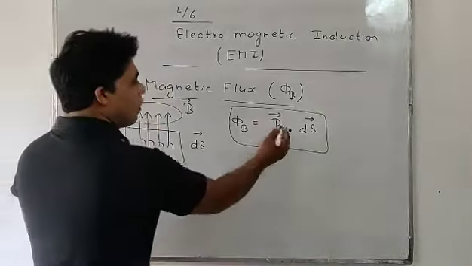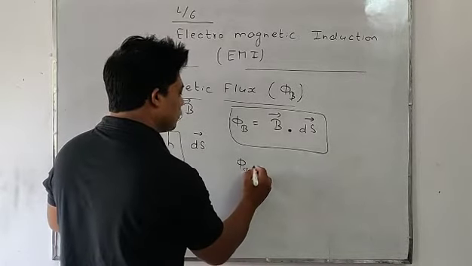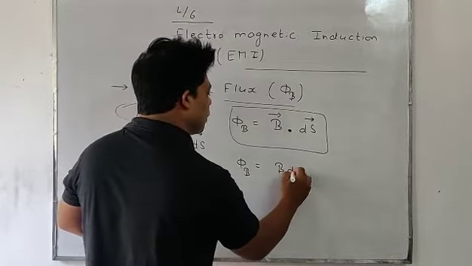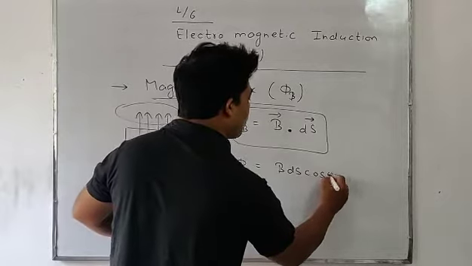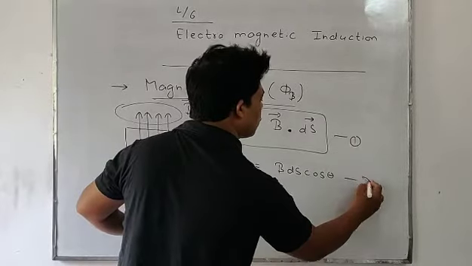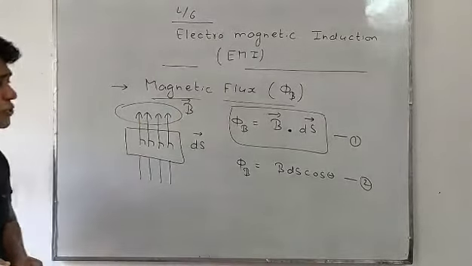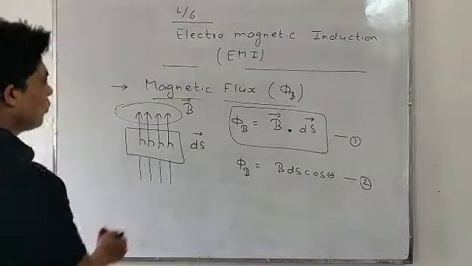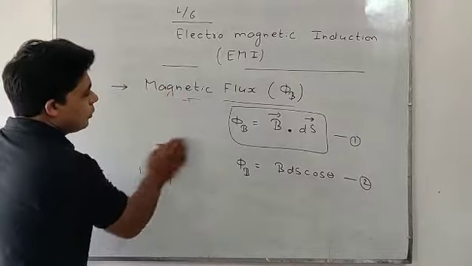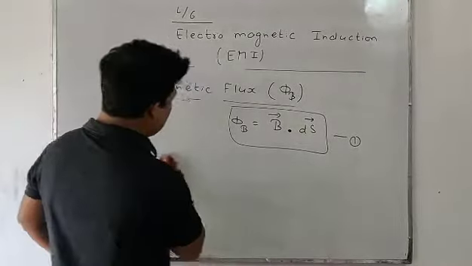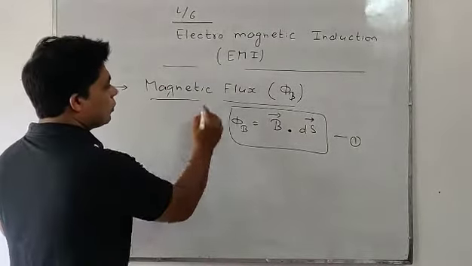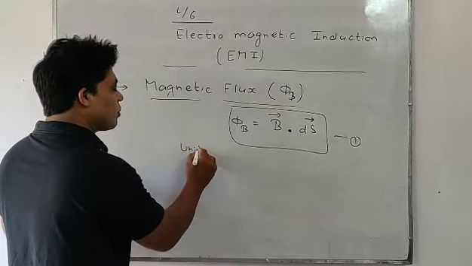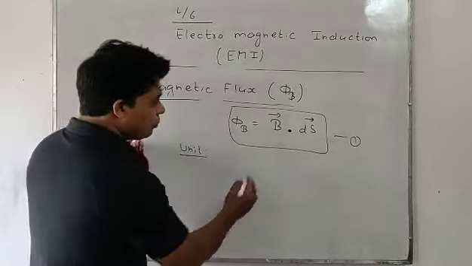When we remove the dot, there comes cos theta by the property of scalar or dot product. Okay students, now we'll discuss its unit. We'll find the unit of magnetic flux in both systems, MKS as well as CGS.